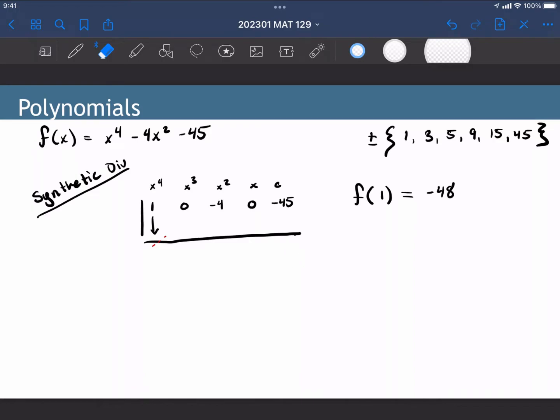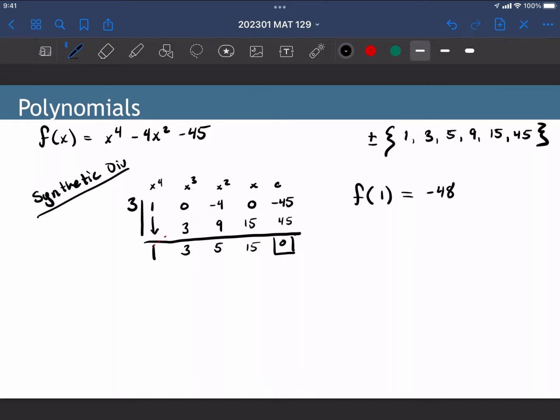All right, so let's say I was divinely inspired and I chose 3. 1 times 3 is 3. Add those up. 3 times 3 is 9. 3 times 5 is 15. Again, you're adding the columns, and that's 45. Ho, ho, ho! So that's a 0. So that tells me 3 is a root.